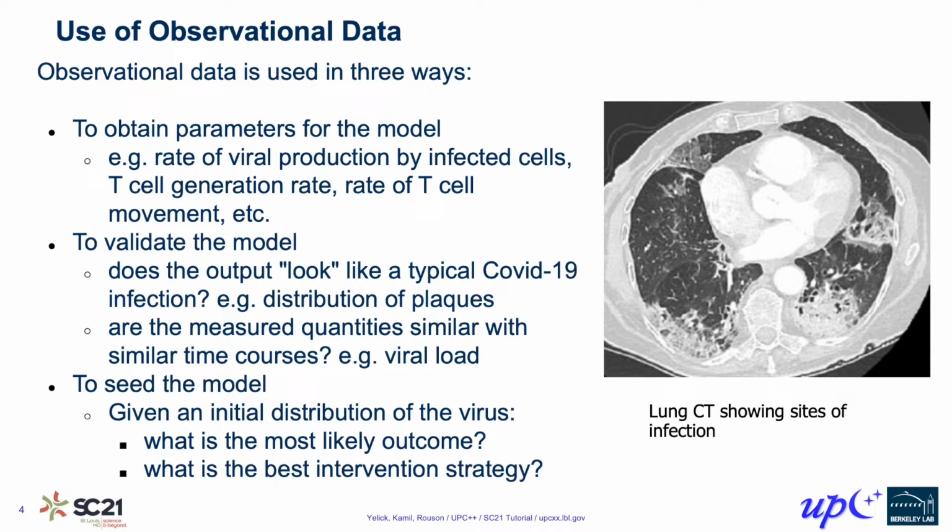Second, in order to validate the model, simulations are run and the output compared against observations from actual COVID-19 infected patients. These can include viral load measurements and imaging data, such as the CT scan of an infected lung, shown here. Third, observational data can be used to seed the model. That is, what's a reasonable starting point? What is the spatial distribution of the infection? So you're also looking at these patients to try to determine what does a typical load look like as the disease is just starting to form in the body.